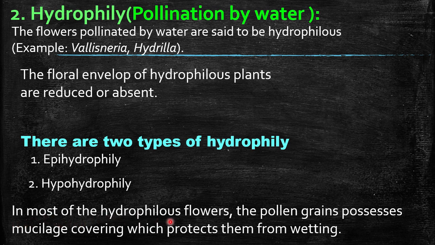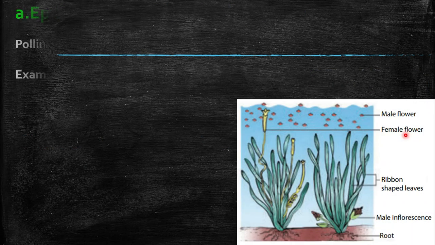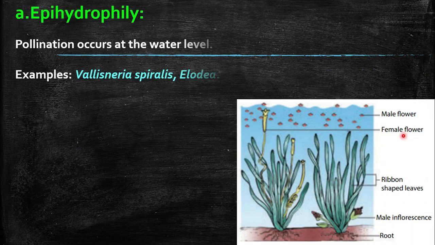In most of the hydrophilous flowers, the pollen grains possess a mucilage covering, which protects them from wetting. You see the box: in water plants like Eichhornia and water lily, pollination takes place through wind or by insects. Even though these plants are growing in water, the pollination is carried out by wind and insects. Let us see epihydrophily.